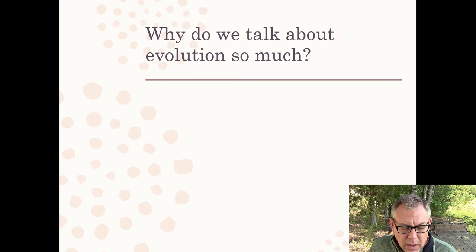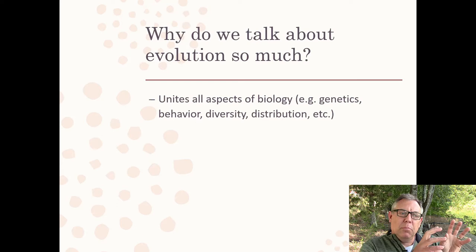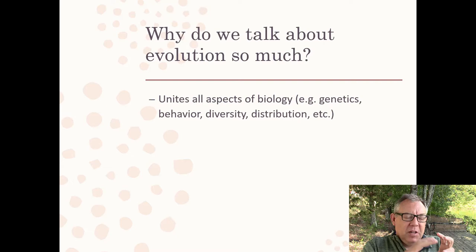But first, again, why do we make such a big deal about this? Because it is a big deal, okay? It unites all aspects of biology: genetics and behavior, diversity, distribution, and every single species. So again, I can't emphasize this enough. This is not just a small part of biology. You take a class in immunology, or ecology, or taxonomy. These are all sub-disciplines, and sometimes you can take that class or not take that class and you can still be fine. Evolution's not like that, okay? It's not something that you can just conveniently ignore and still learn about biology. It's central to all of biology.